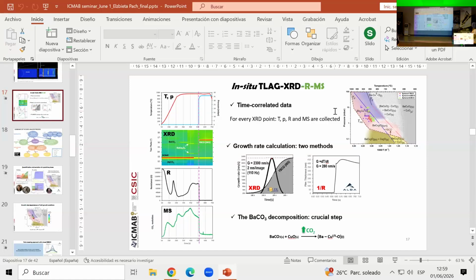So you can see a very sharp change at the jump moment, which is connected to the growth of the Rebko phase. And from this, we can calculate the growth rate. This is the most important for us here, to be able to calculate confidently the growth rate. It's better than from the intensity increase from the XRD.